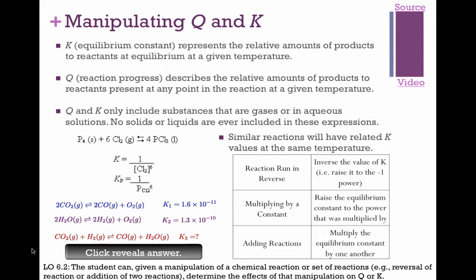You have 2 reactions with K1 and K2, but we want to get to this red reaction. Talk to the person next to you and see how we manipulate the reactions to get this, and then what we would have to do to K, and then see if you can figure out what K actually equals.